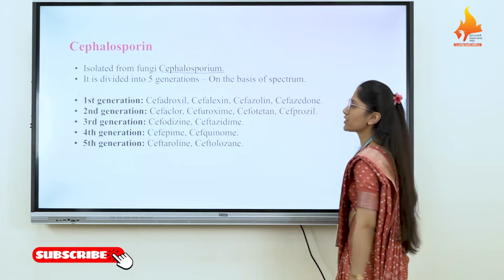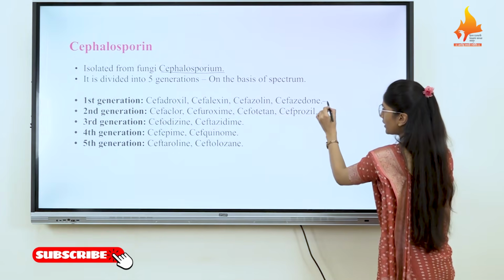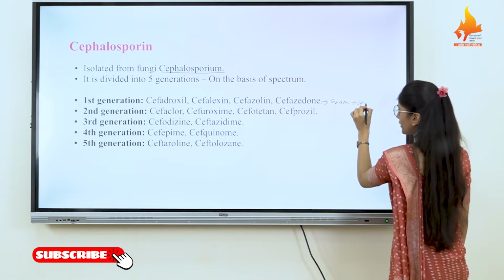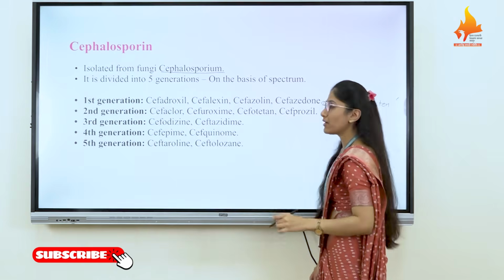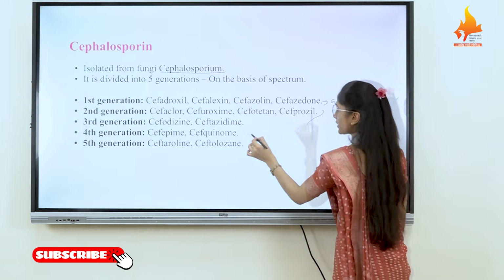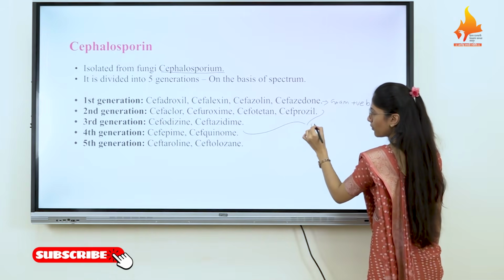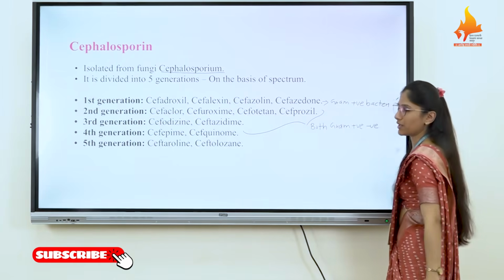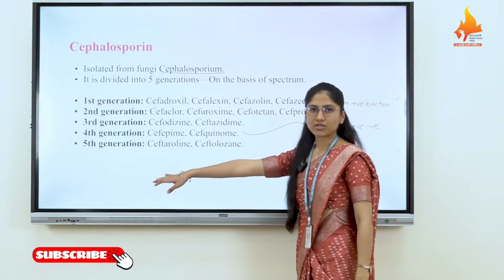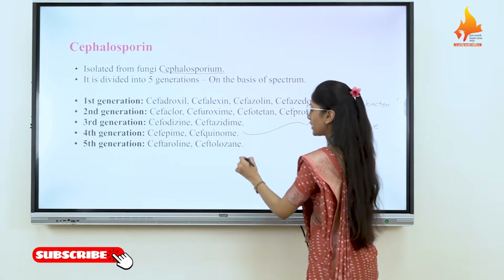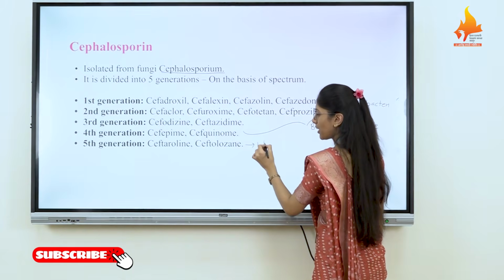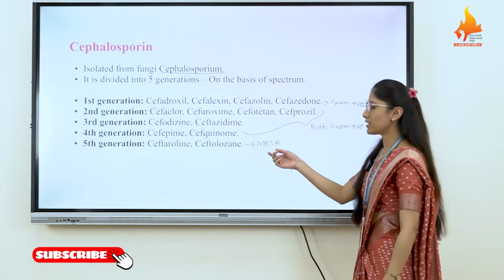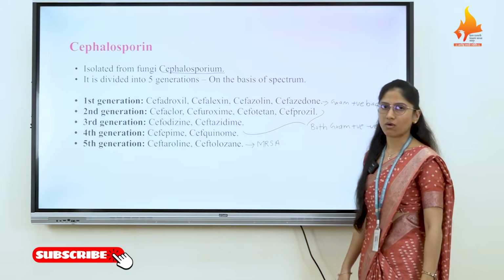The first generation antibiotics are active against gram-positive bacteria. Second, third and fourth generation antibiotics are active against both gram-positive and gram-negative bacteria. And the last generation, that is fifth generation antibiotic, is active against MRSA. MRSA stands for methicillin resistant Staphylococcus aureus.